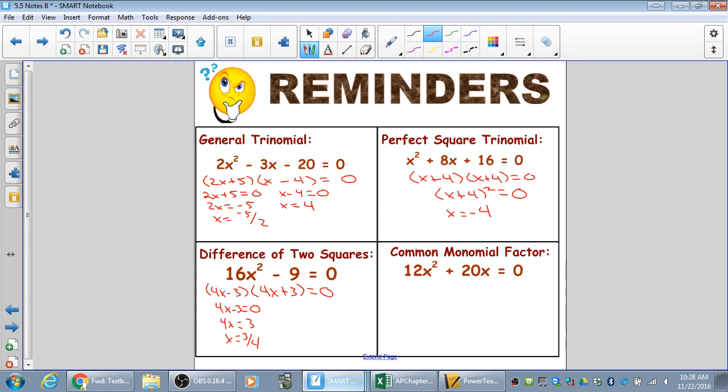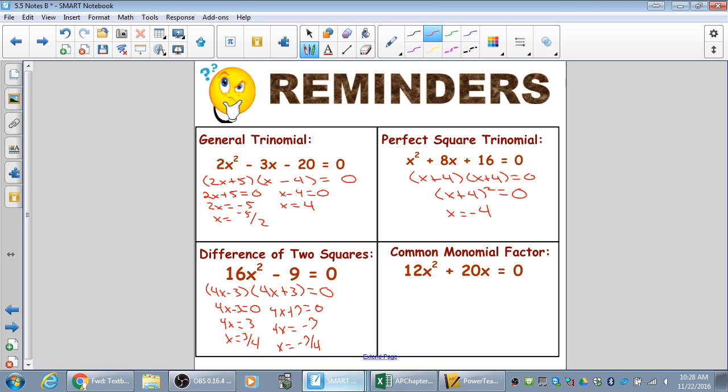And then we can write 4x plus 3 equals 0. 4x is going to equal negative 3. So x is equal to negative 3/4. So plus or minus 3/4. That always happens on the difference of two squares. One's going to be the plus, one's going to be the minus.